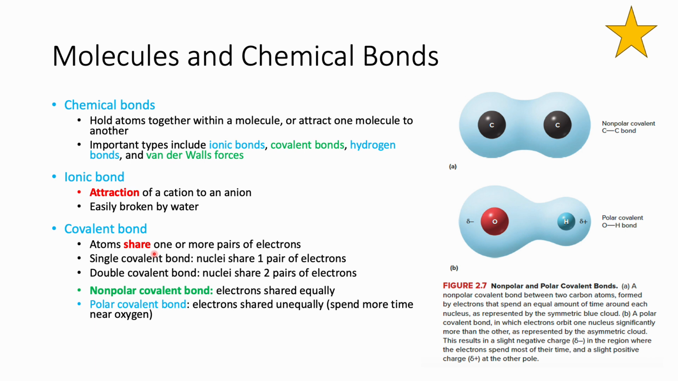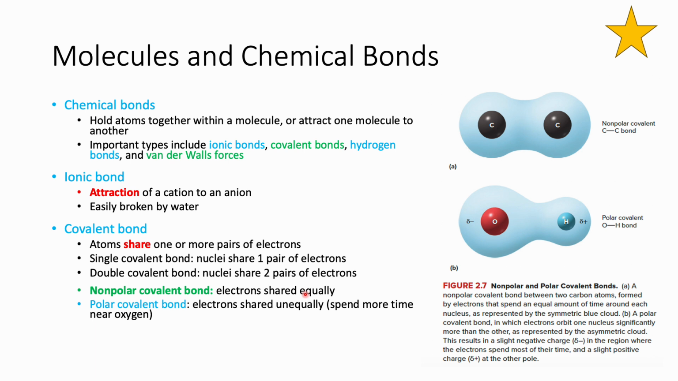If we say there is a single covalent bond, which means we're sharing one pair of electrons. If there is a double covalent bond, we are sharing two pairs. If there is a triple covalent bond, we're sharing three pairs of electrons. And then sometimes those electrons that are shared might not be shared equally.